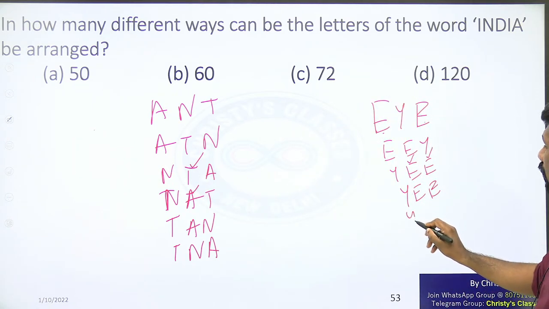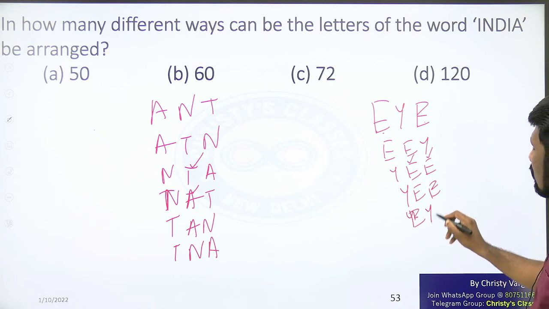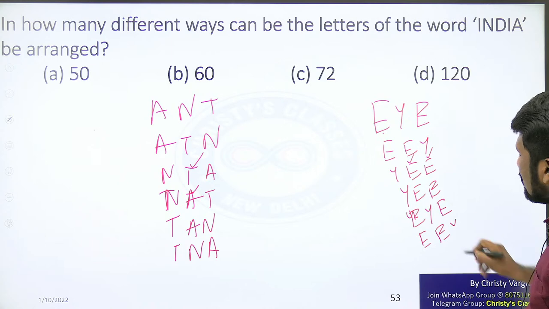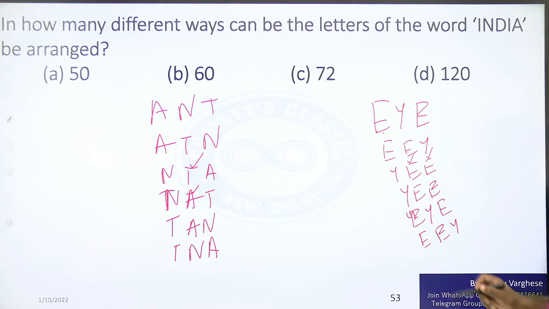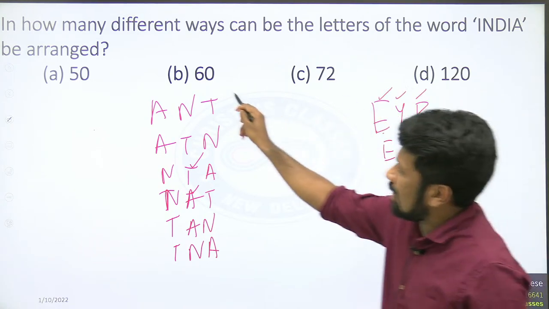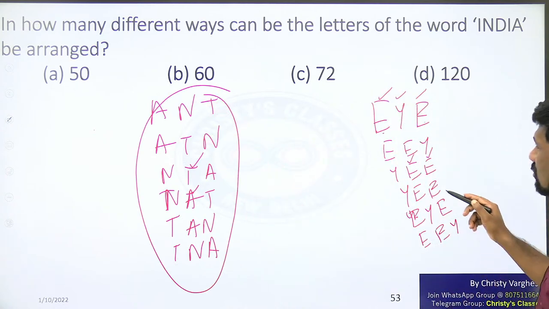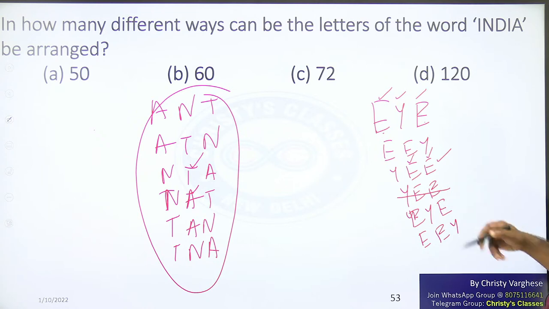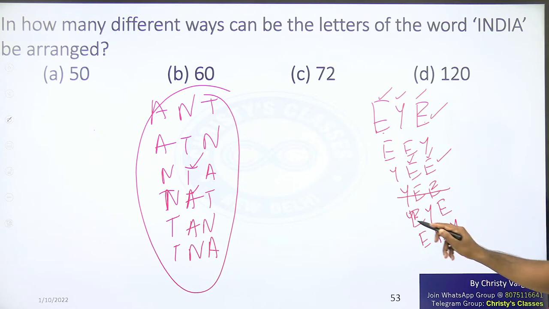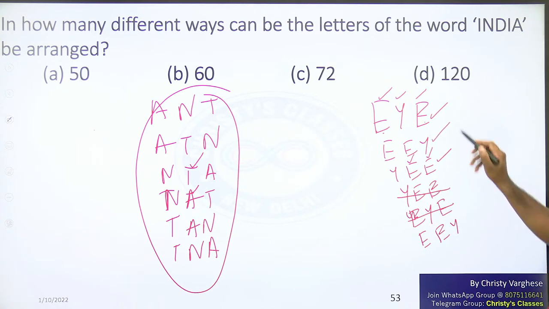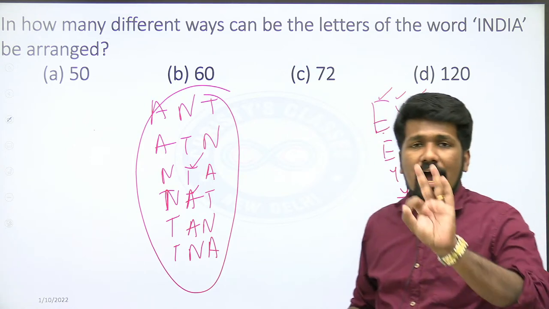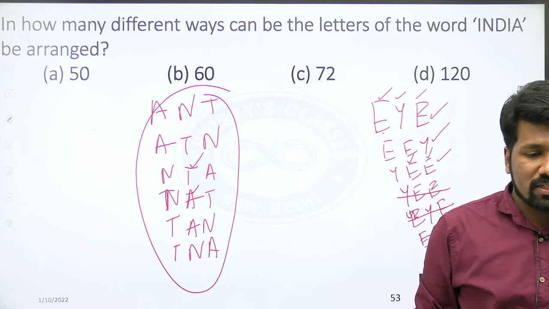Now, EYE, EEY. But in these six ways, if all the letters were different, there is duplication. YEE one time, again one time, so deleted. EYE one time, again one time, deleted. EEY one time, again one time, deleted. That means half of them are duplications.